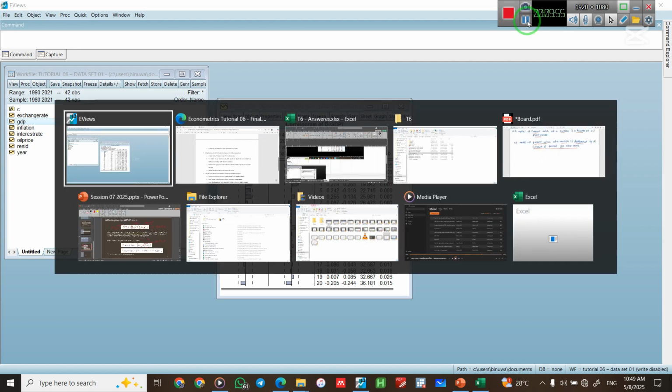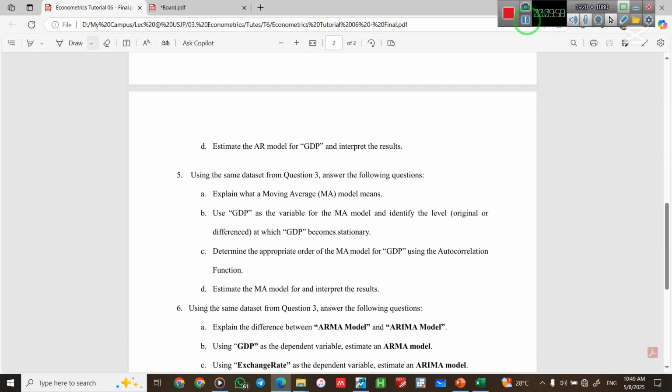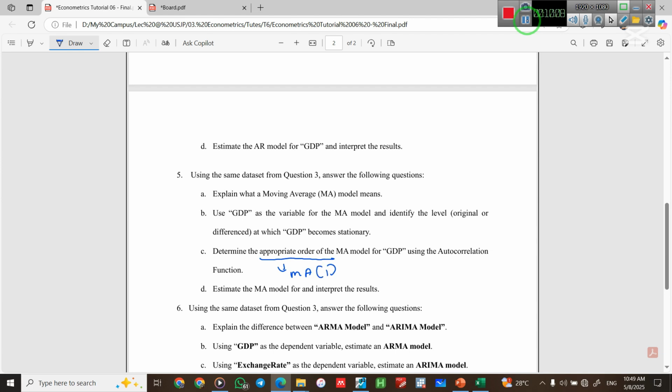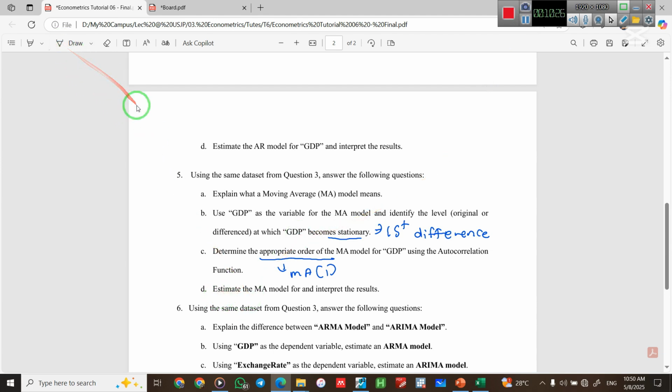So if we go to the tutorial, they asked to determine the appropriate order of the MA model. So the appropriate order is MA1, right? And we have identified the stationarity in here, so now we know that GDP becomes stationary at its first difference. In the last part of the question, they asked to estimate the MA model and interpret the results. Now we have to estimate the MA model and interpret the results that we get, right?